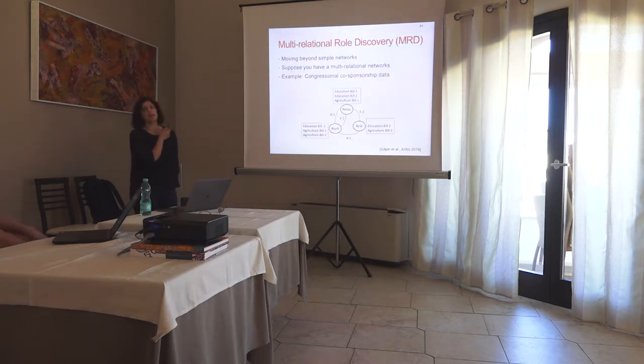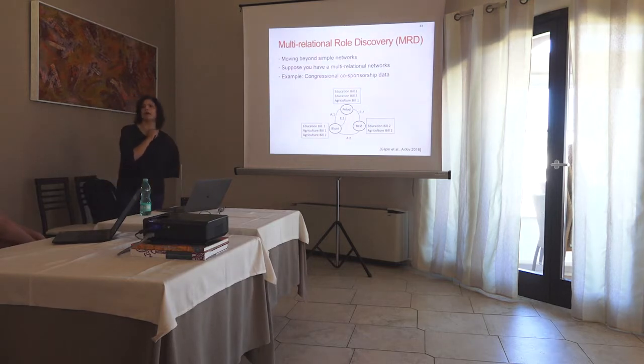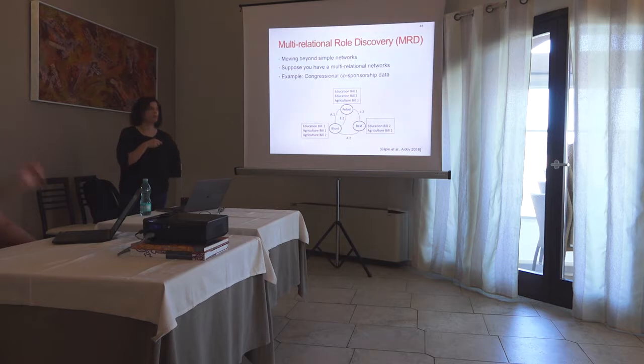And then the next thing is, you may say, I'm not interested in simple networks. I actually have these more complicated networks. So I have multi-relational networks. Here I'm showing you a co-sponsorship graph based on congressional data. The nodes are congresspeople. And so Pelosi is related to Blunt because they co-sponsored the agriculture bill number one. They're also related because they co-sponsored education bill one. Right, that kind of a thing.